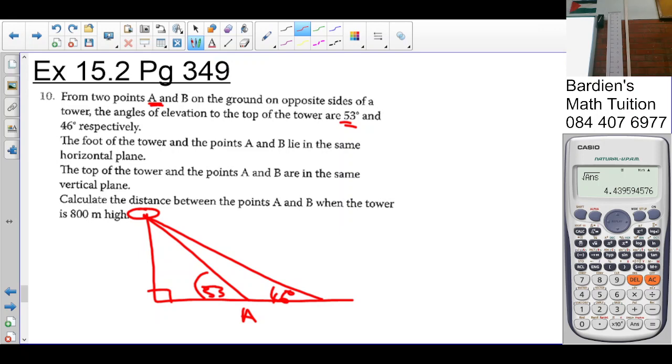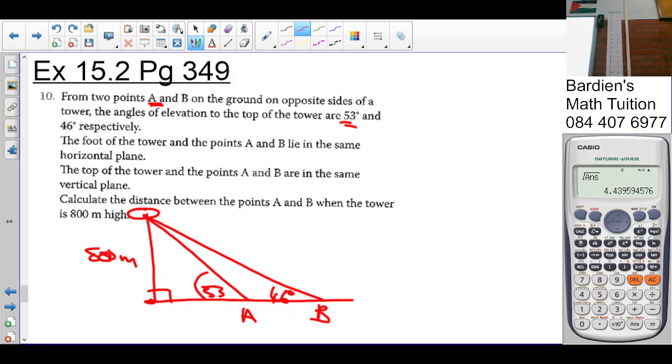So the foot of the tower, which is the bottom here, lies in the same horizontal plane as A and B. So we assume that this is on the ground. The question says the top of the tower and points A and B are in the same vertical plane. Calculate the distance between points A and B when the tower is 800 meters high.